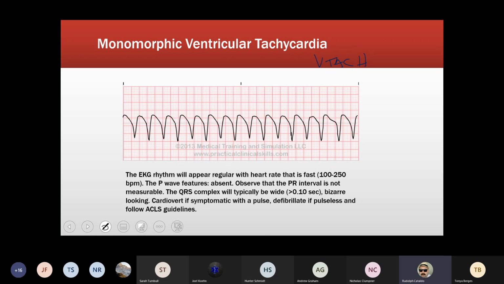When we have this rhythm, either they are pulseless or they have a pulse. If they have a pulse, we have to determine: are they stable or unstable? Stable, we treat with medications. Unstable, we treat with electricity. If you've ever heard of cardioversion or synchronized cardioversion, this is a rhythm that you could cardiovert if the patient has a pulse.